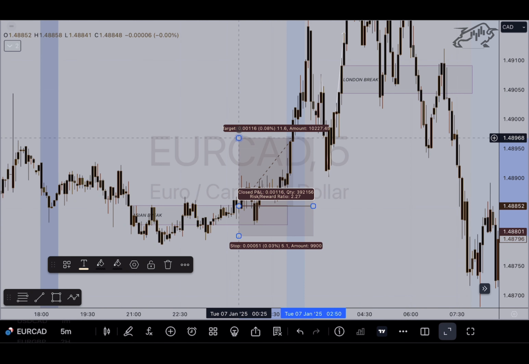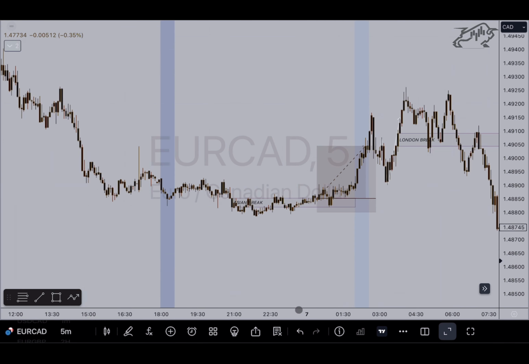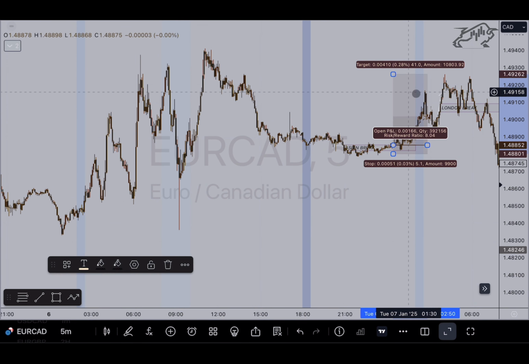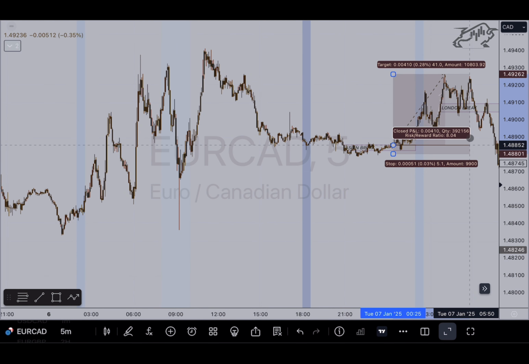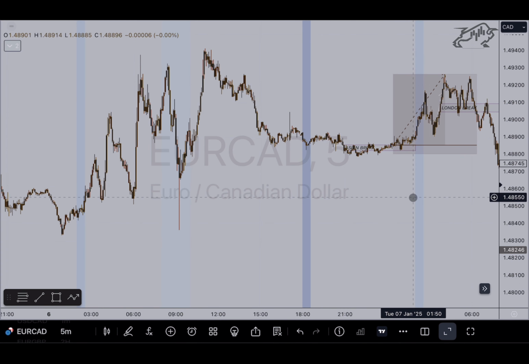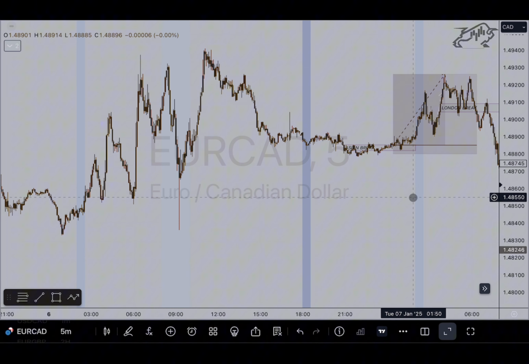And same, I probably would have been aiming for this. And that would have been a good trade. You guys, taking profit is going to be very important, you guys. You have to take profit, okay? Very important skill to learn is taking profit.